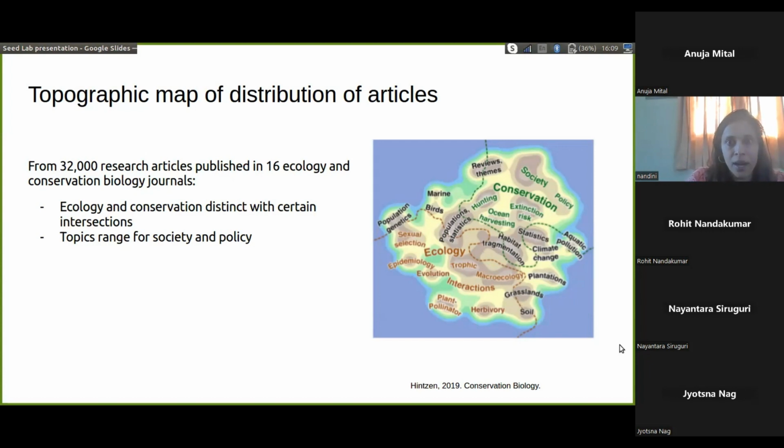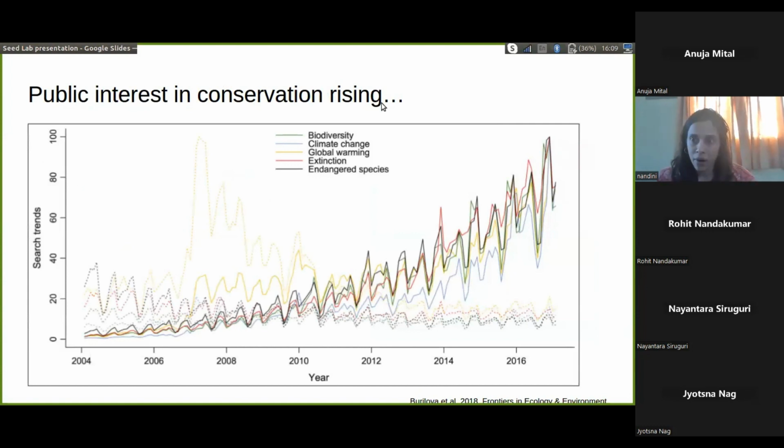So, contrary to the perception that a lot of us hold that people are not interested in conservation biology and the idea of conservation, Zuzana Burivalova in 2018 published a paper in Frontiers in Ecology and the Environment, where she shows that, contrary to the perception, there is public interest in conservation, and in fact it is rising over time across these different thematic groups. And this is despite the increasing political polarization, the reduced funding, and the deliberate misinformation campaigns that exist in the world today.